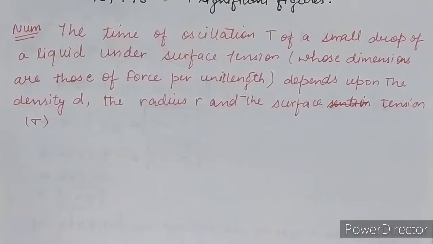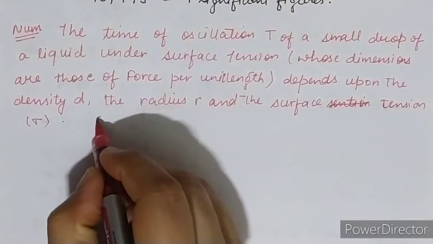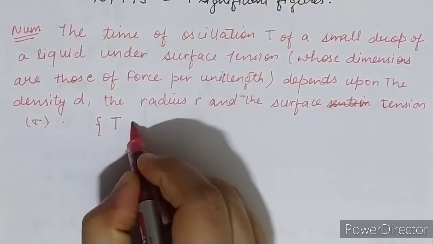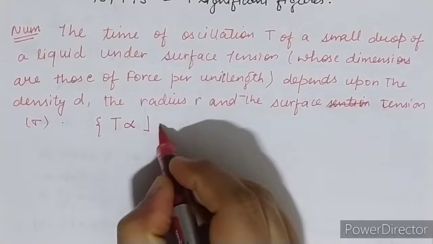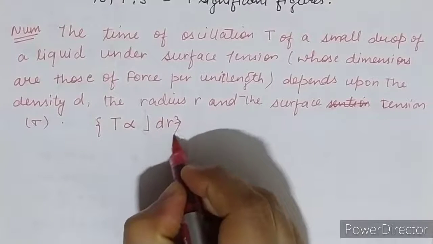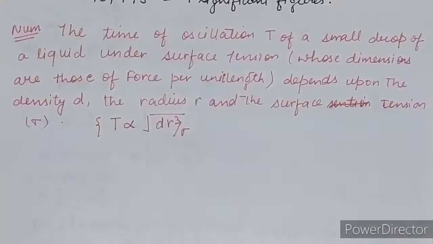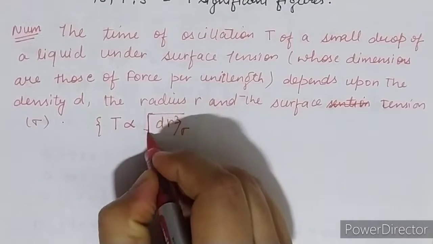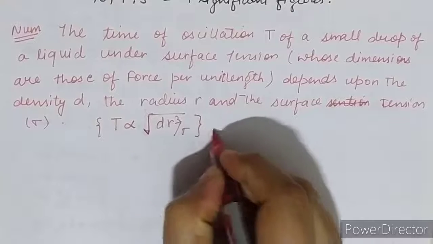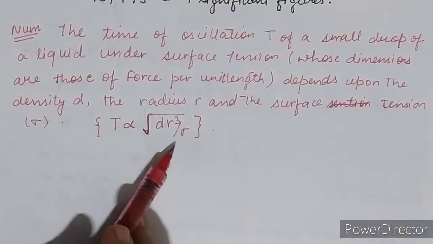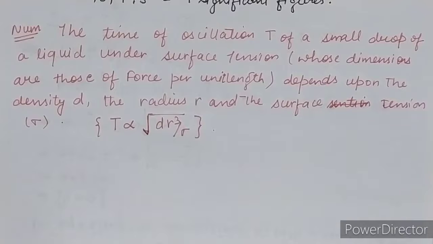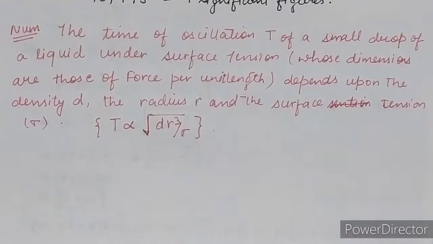You have to derive the relation dimensionally, and I am writing the relation which you have to derive: T is proportional to the square root of d r cube upon sigma. This is the relation which you have to derive and solve. Clear, beta? Okay. So this is a question from your third application.